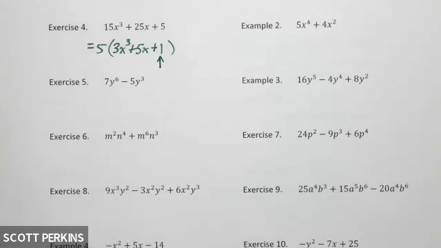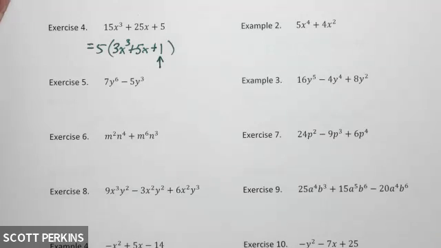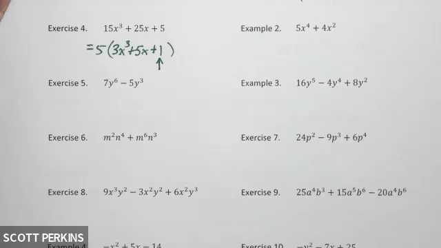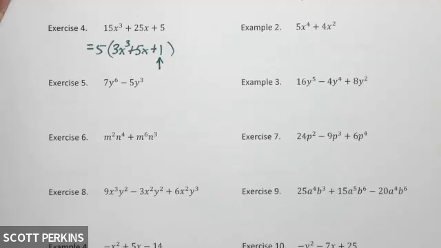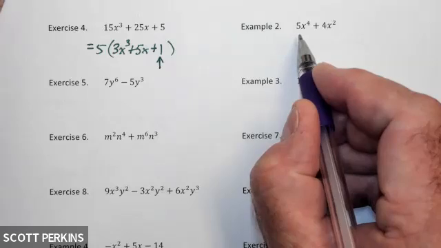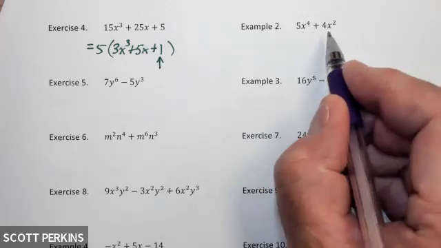All right, next problem, right next door. I've got 5x to the 4th plus 4x squared. Now notice in this one, the coefficients 5 and 4, they do not have anything in common, but I do have some variables in common, and that's the purpose to this problem. So the first term, how many x's does the first term have? How many x's does the second term have? Okay, 4 and then 2.